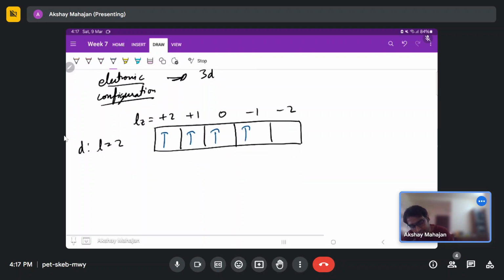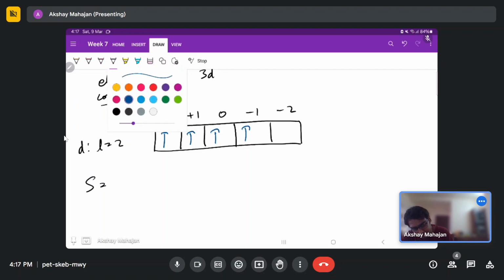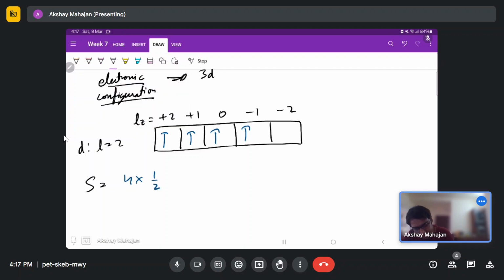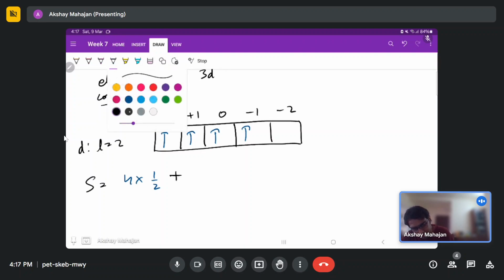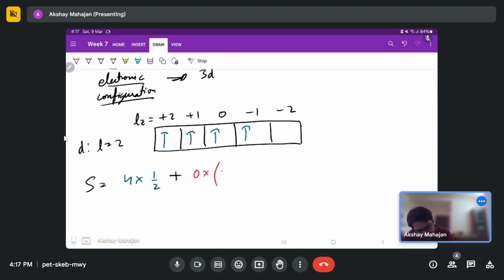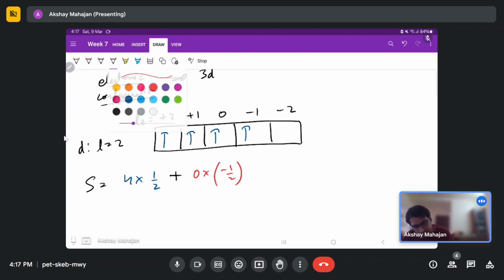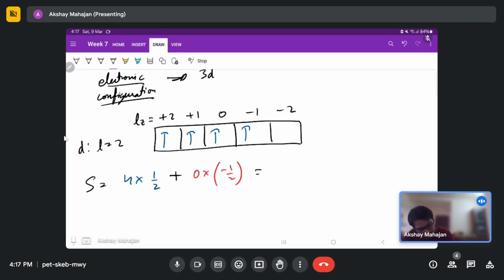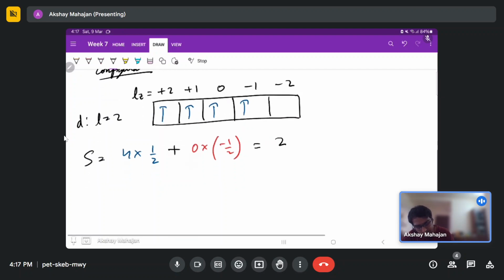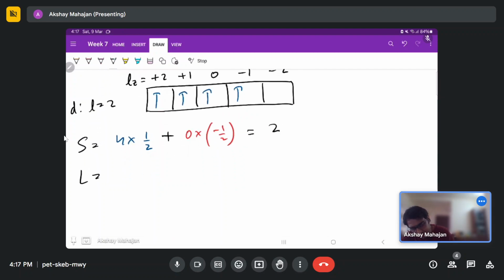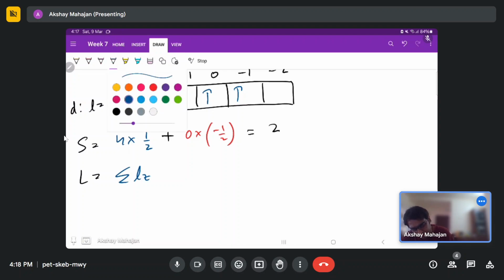From here, S will be equal to 4 times plus half, plus no spin minus half electrons, so 0 times that, so S will be equal to 2. Now L is equal to the summation of Lz, which will be Lz for the spin up and then Lz for the spin down.